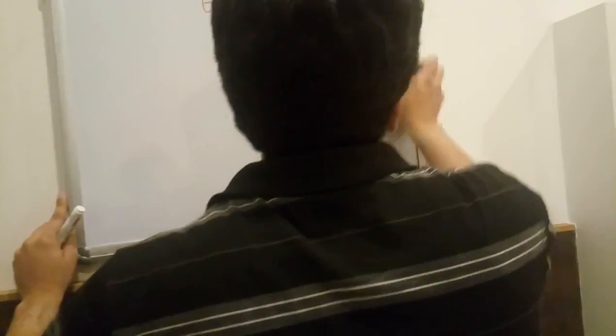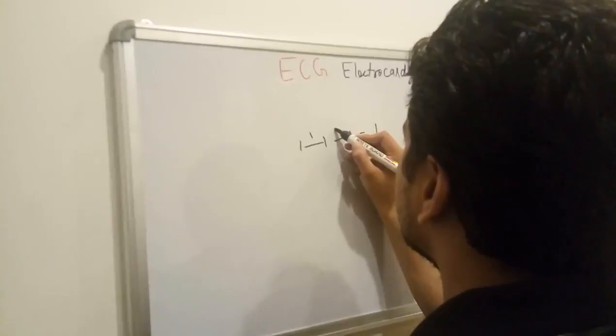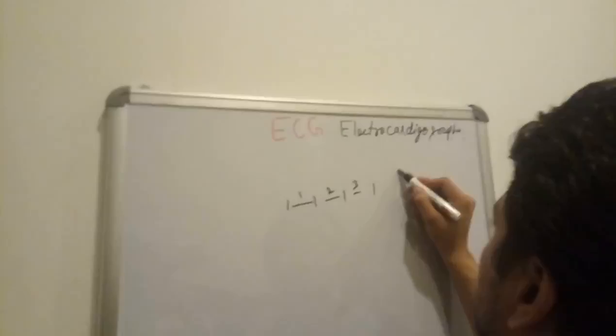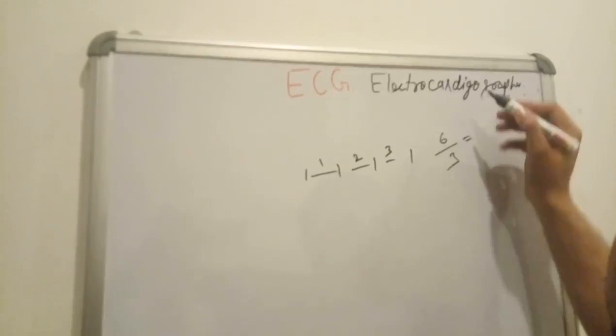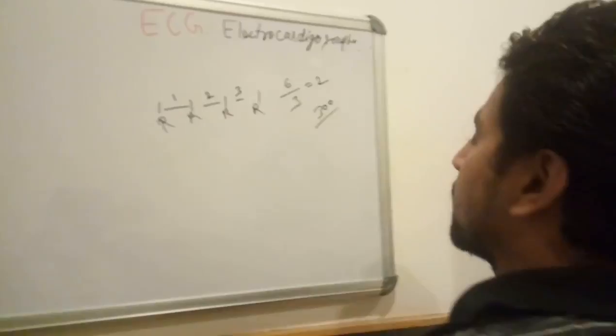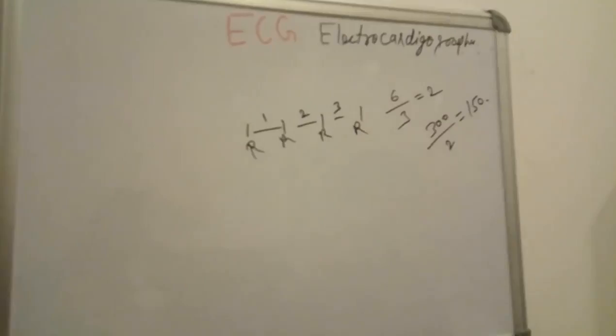See, for the heart rate we look at the RR interval from here, till here, till here. Here only one box, here two boxes, here three boxes. So 1 plus 2 equals 3, and 3 plus 3 is 6. The total is 6, and we took 3 values, so we divide 6 by 3, which gives 2 large boxes. Then we divide 300 by 2, so the heart rate is 150 beats per minute.